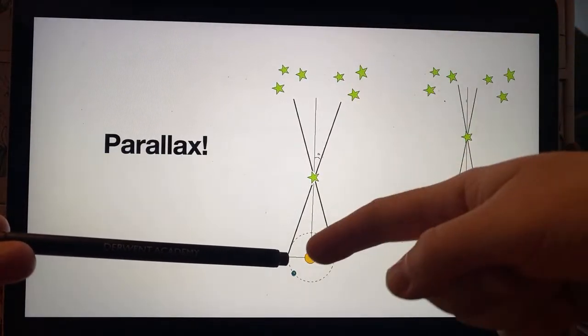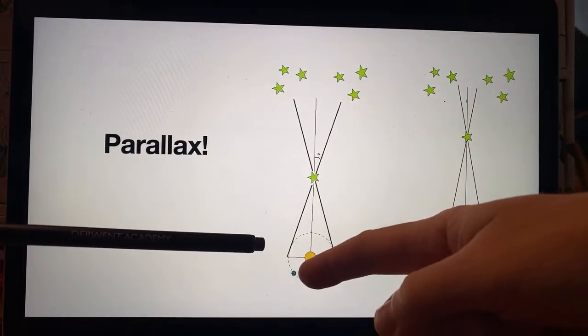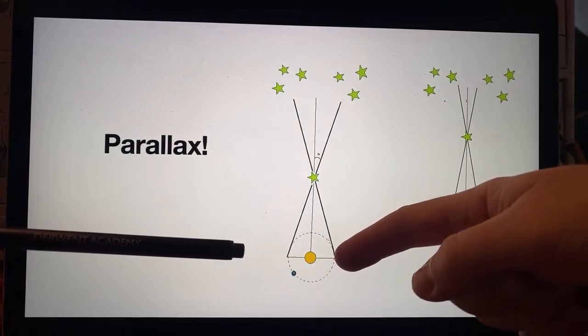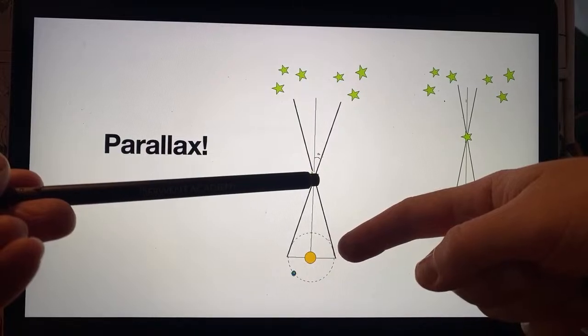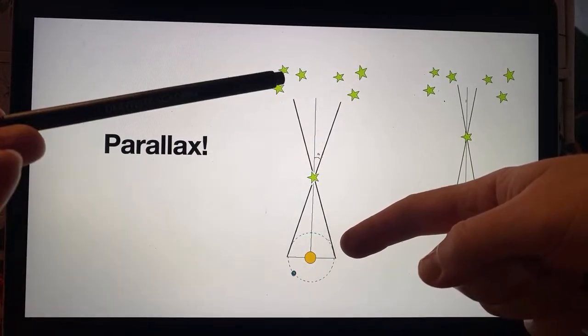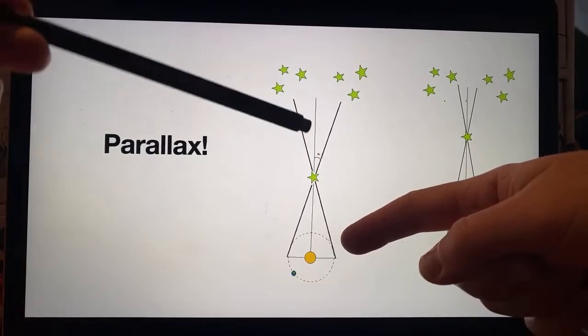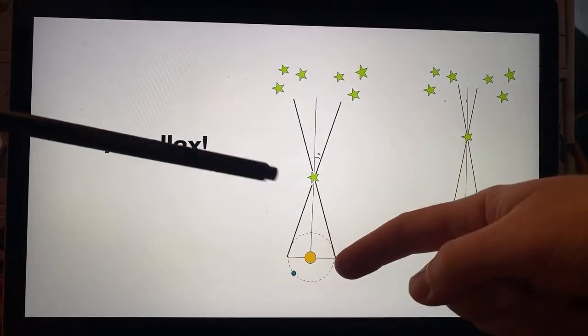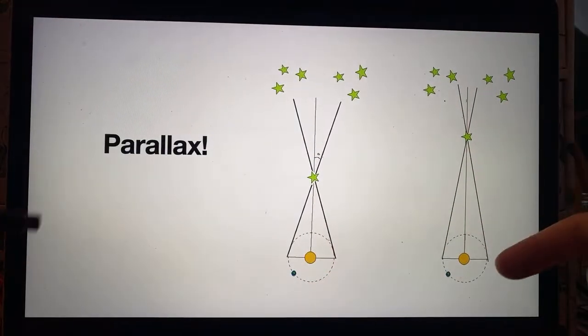Now, Earth goes around the sun, so after a while, imagine that Earth is here on the far right-hand side. If you look at that star again, suddenly it looks like it's got completely different stars behind it, these ones on the left-hand side. So it looks like the star has moved, even though it hasn't. It's actually you that's moved. It's a bit confusing, this, I think.